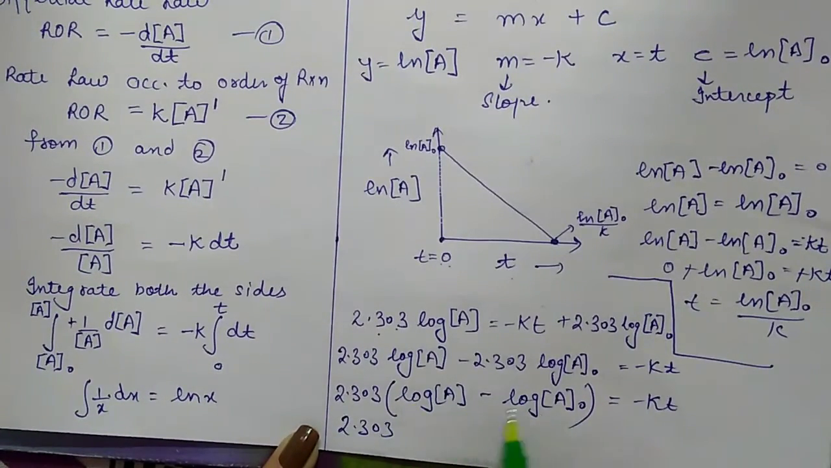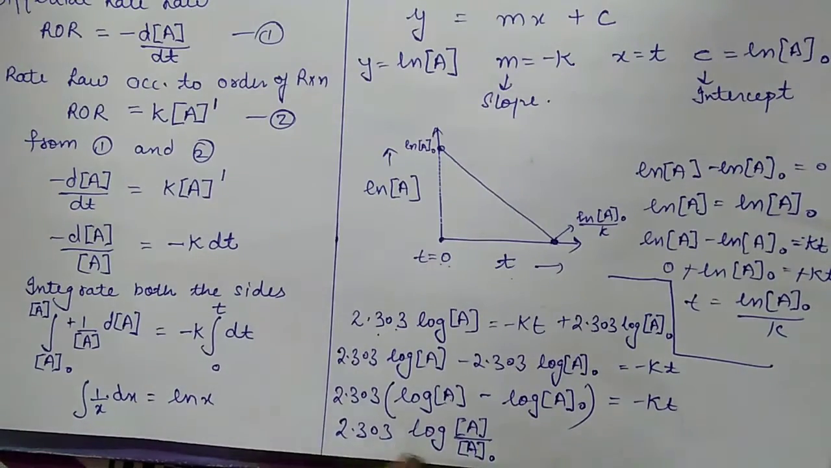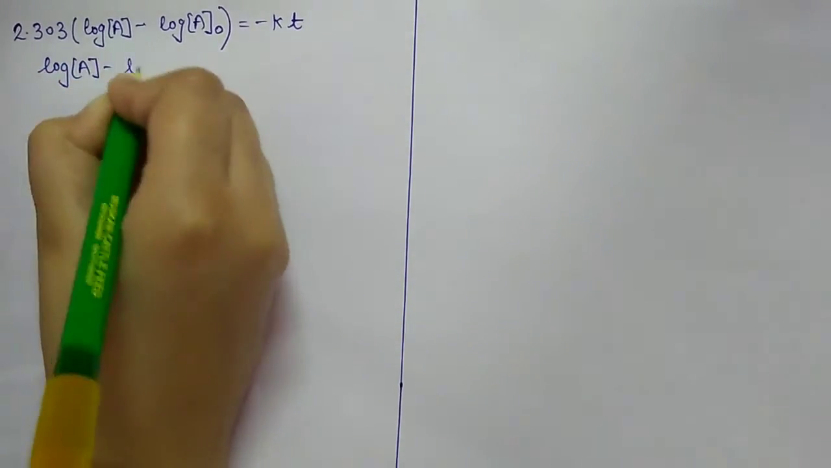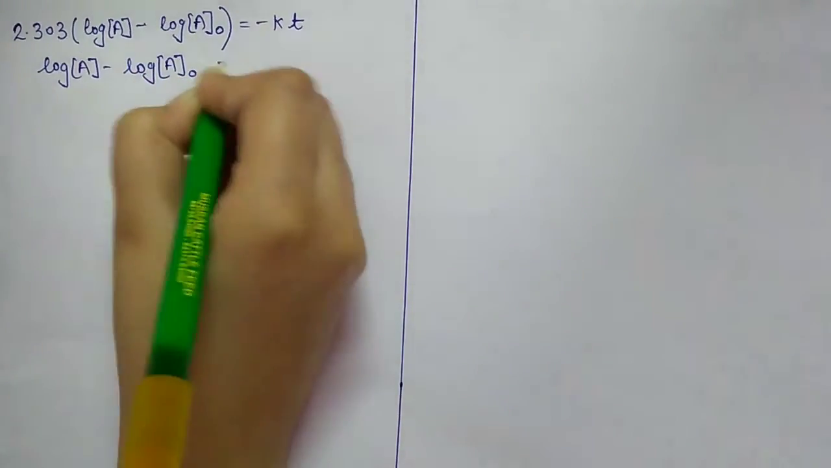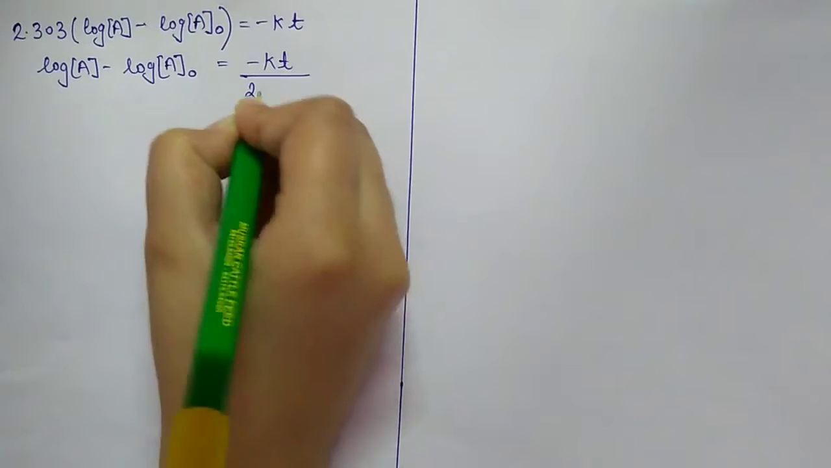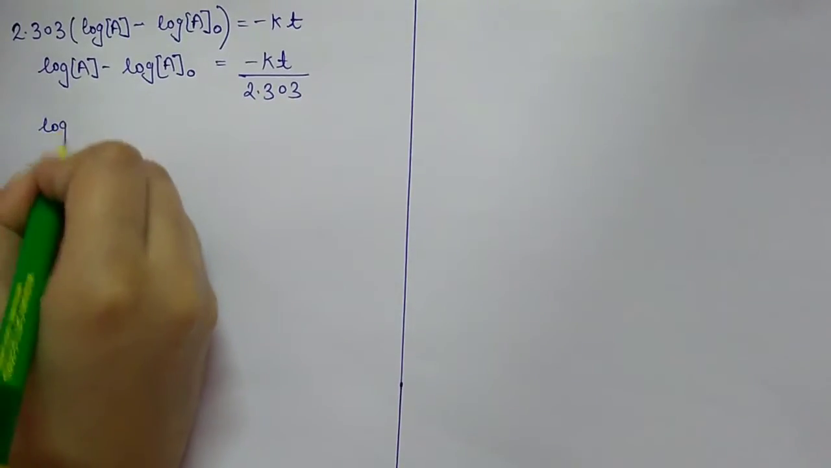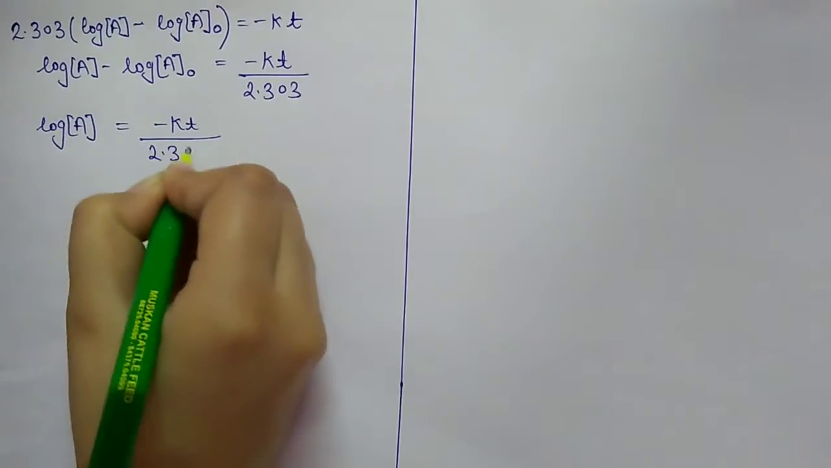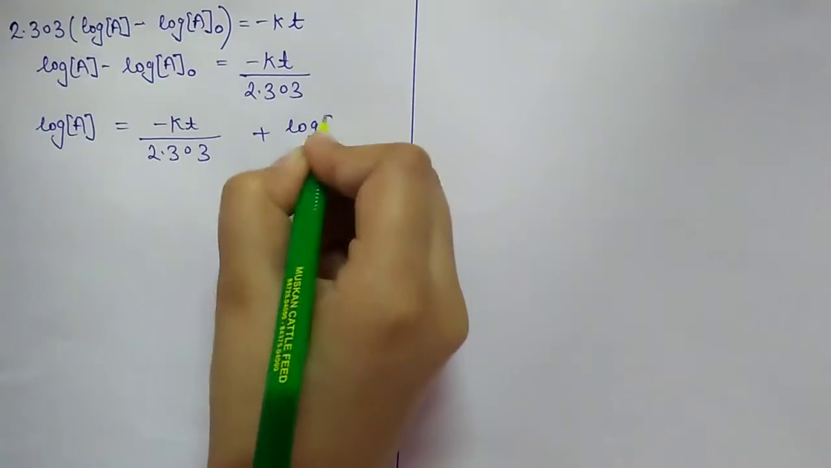2.303 log A minus log B, what is the formula for it? log A by B. So log A by A naught. What is the formula for log A minus log B? log A by B. So those terms go into division, so it will be equal to minus kt. Now log A minus log A naught will be equal to minus kt by 2.303. Okay. So log A will be equal to minus kt by 2.303 plus log A naught.